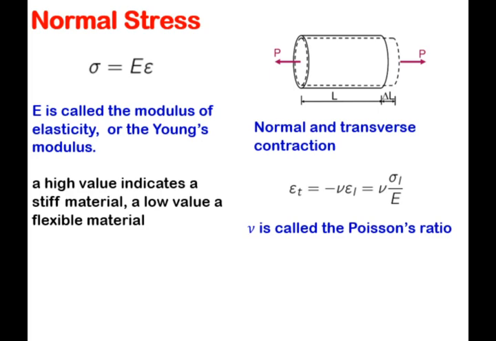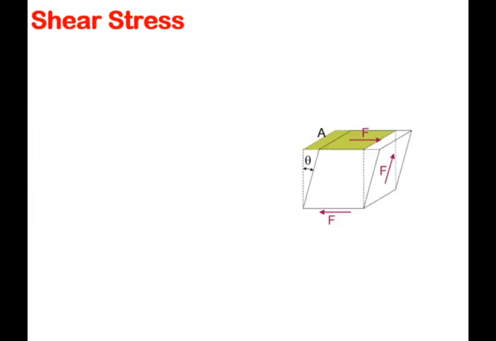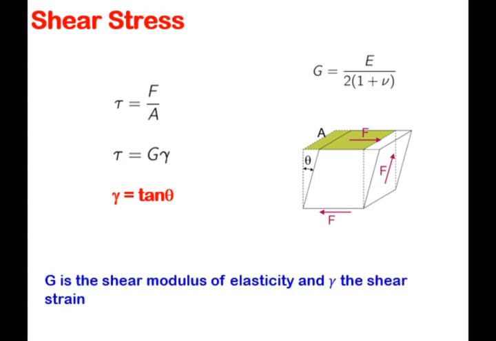We can have the same analysis for the shear stress. We can define the shear stress as shear force divided by your area. We can have the shear modulus G, which is analogous to your Young's modulus of elasticity. And we can have the shear strain, gamma, which can be calculated by the tangent of your theta.